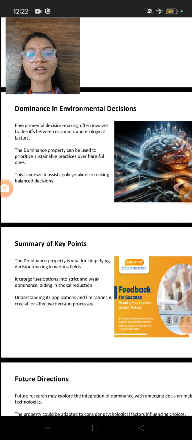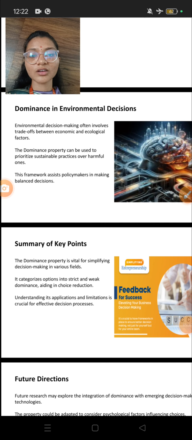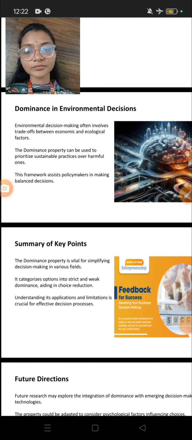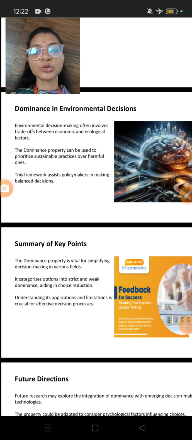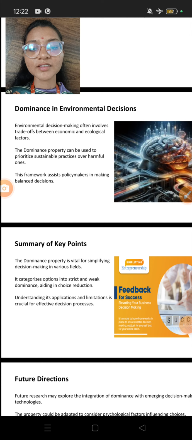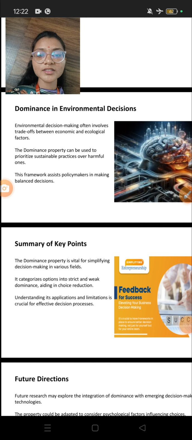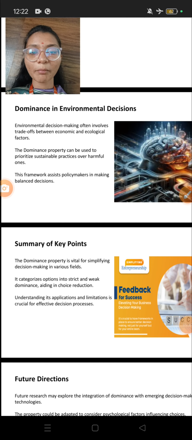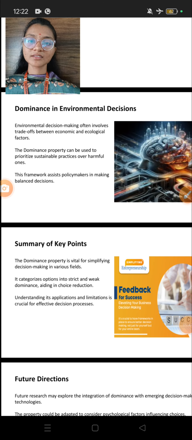Dominance in environmental decisions. Environmental decision making often involves trade-offs between economic and ecological factors. The dominance property can be used to prioritize sustainable practices over harmful ones. This framework assists policymakers in making balanced decisions.